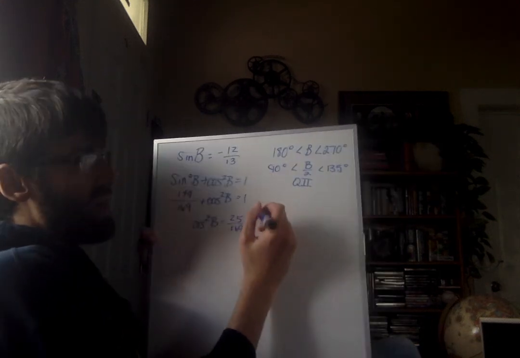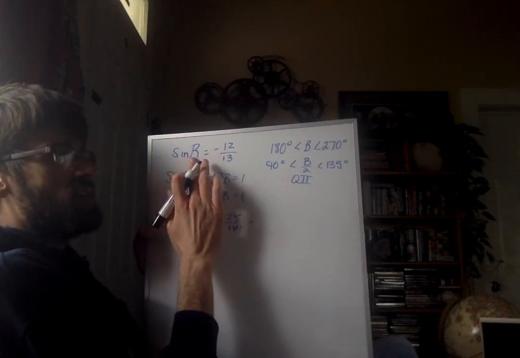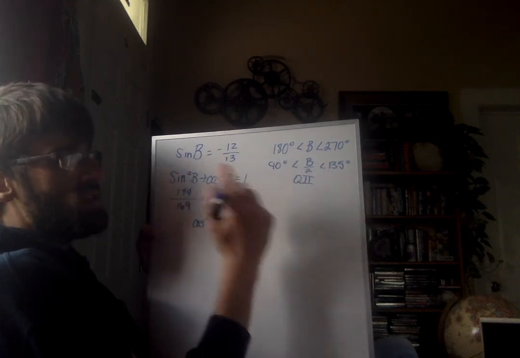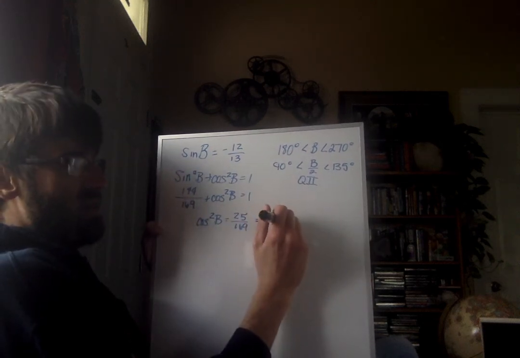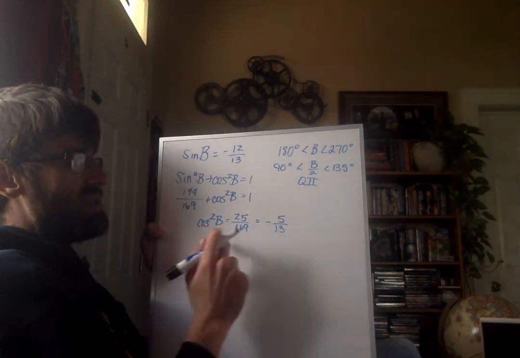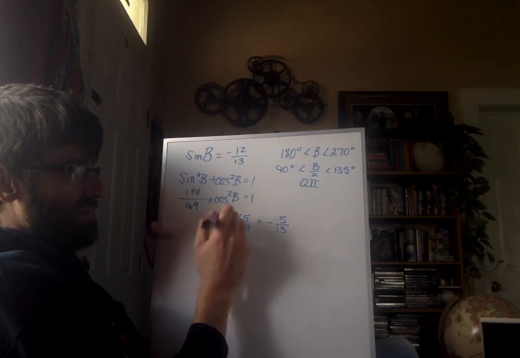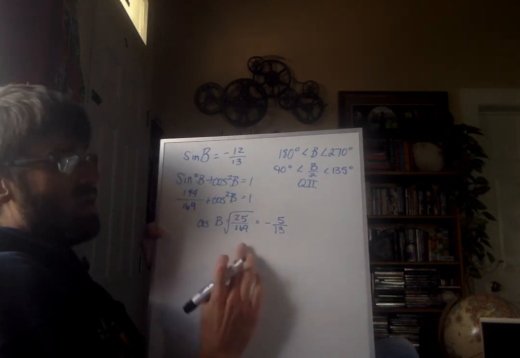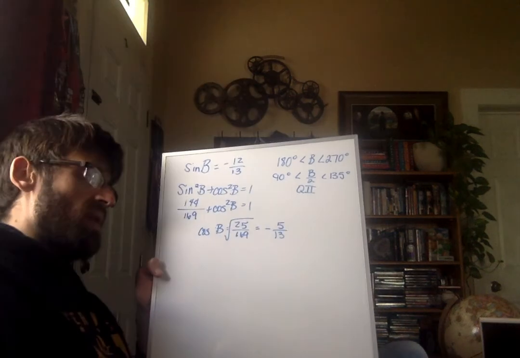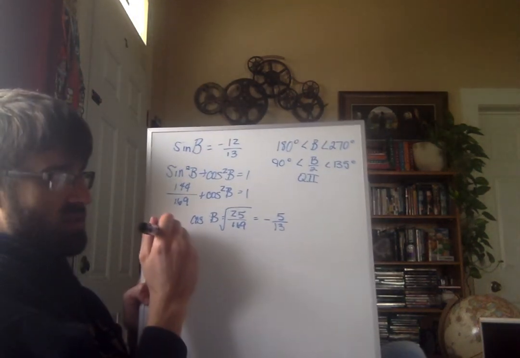Now when I take the square root of that, it could be plus or minus. Since this was in quadrant 3, cosine of B will also be negative. So that's going to be negative 5/13. Now this is what I'm going to need to use those formulas. So I'm going to go back and find the 6 trig functions of B over 2.